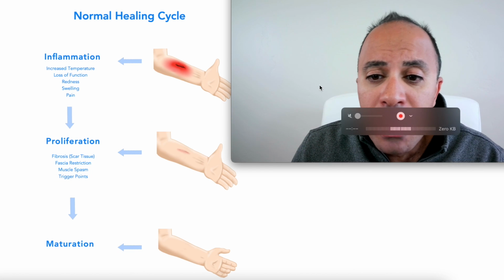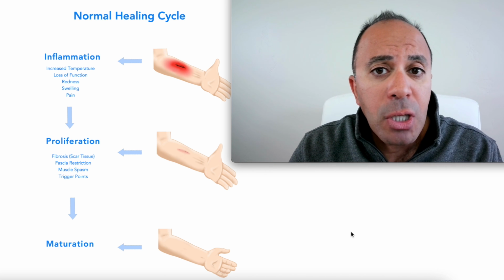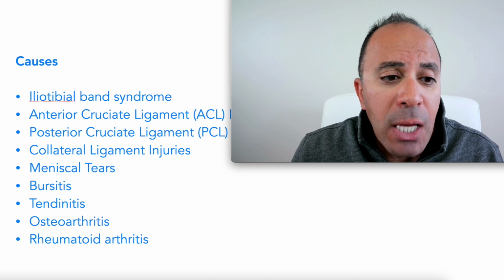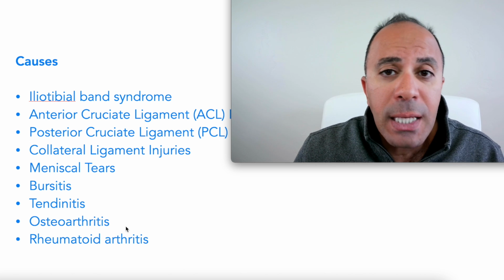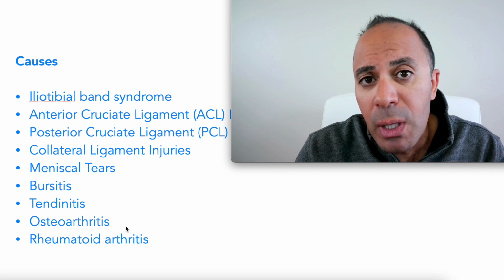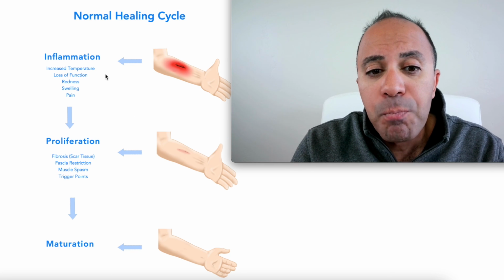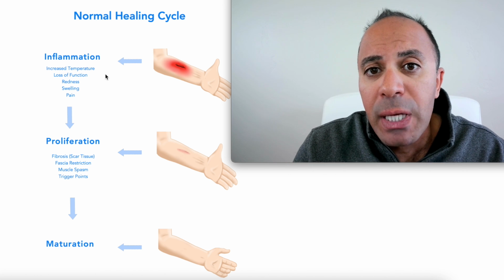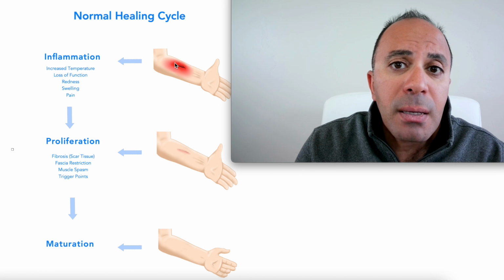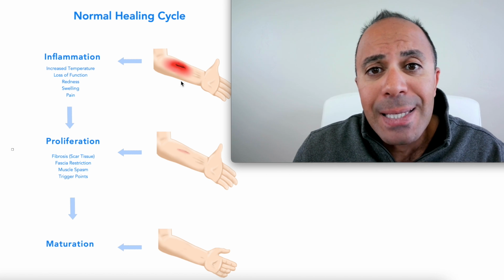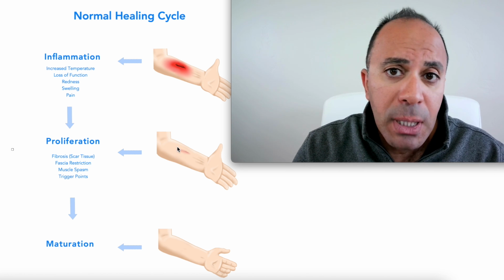For normal healing, I'm going to use an external paper cut for visualization, but the same process happens internally with any of those injuries. When you have an itis, like bursitis, tendonitis, or osteoarthritis, it happens internally, but we cannot visualize it because the skin covers it. So with normal healing, the first stage of healing is inflammation. As you can see in the first image, there is swelling, redness, and the blood starts to rush to that area. The second stage of healing is the proliferation stage. That's when your body starts to build scar tissue.